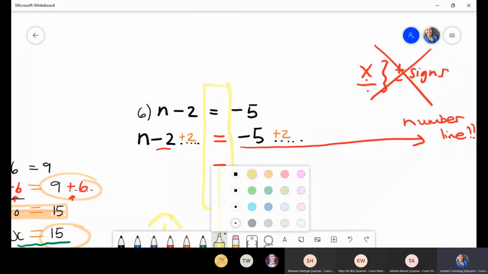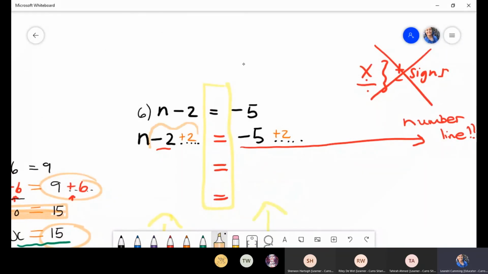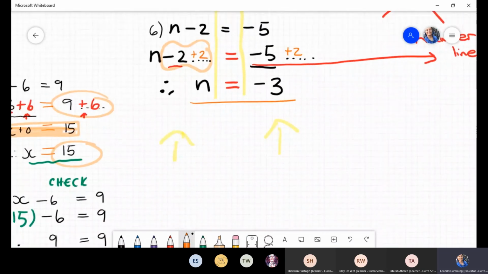Now we can go ahead and say minus 2 plus 2, that's 0. So it leaves me with n. And what I have on that side, minus 5 plus 2 leaves me with negative 3. Therefore, I'm done. I don't need that extra one there. Now I take my answer and I check.